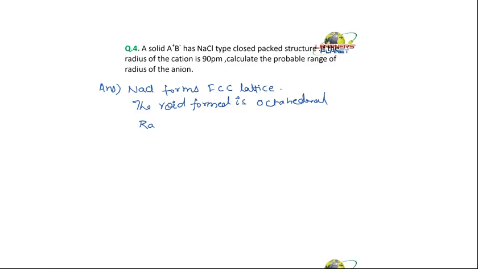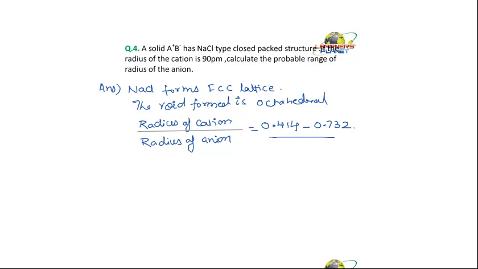Say the radius of cation divided by the radius of anion is equal to how much? 0.414. You should remember, students, the radius range or the limiting radius. The radius ratio is in the range 0.414 to 0.732. Now what are we having in our hand?